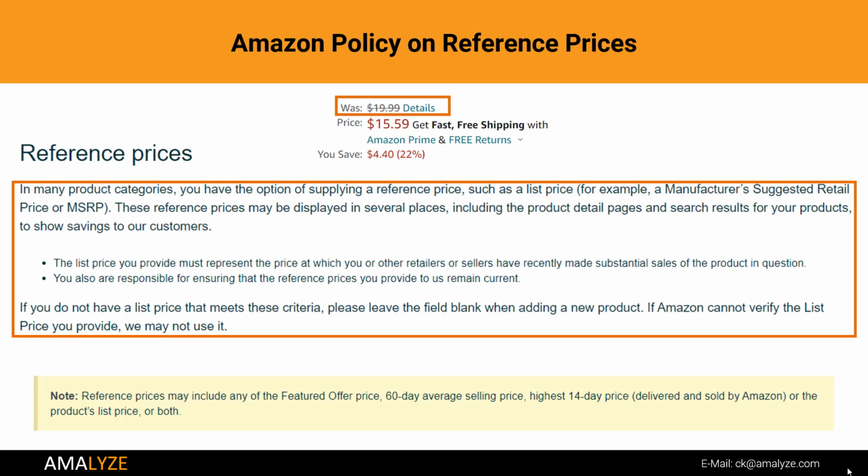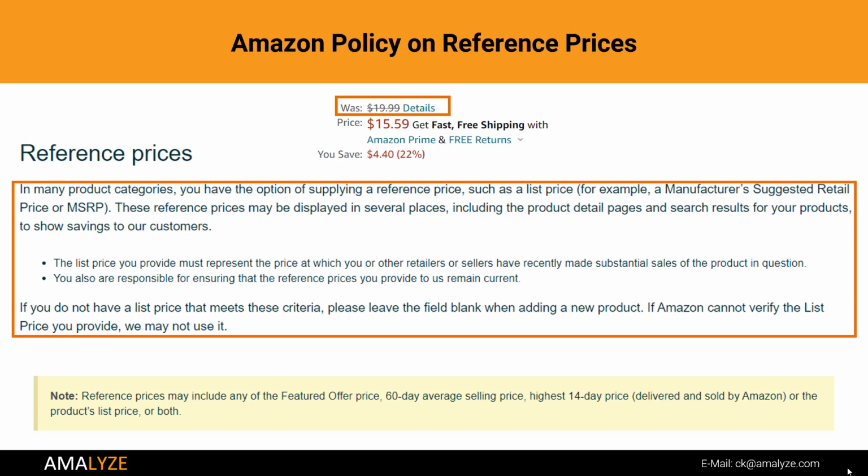And then we also have reference prices, which we know. You can set it up on your own, but it depends on which country you're selling in, especially in Europe. There are different laws for that. But in many product categories, not in all, you have the option of supplying a reference price, such as a list price or manufacturer suggested retail price, MSRP. This reference price may be displayed in several places, including the PDP and SERP, to show customers that he or she understands the savings when purchasing your product.